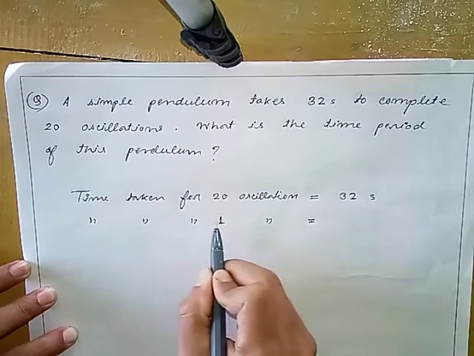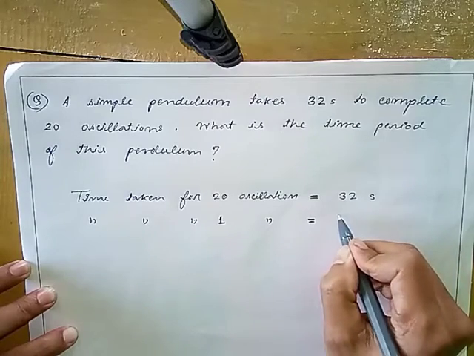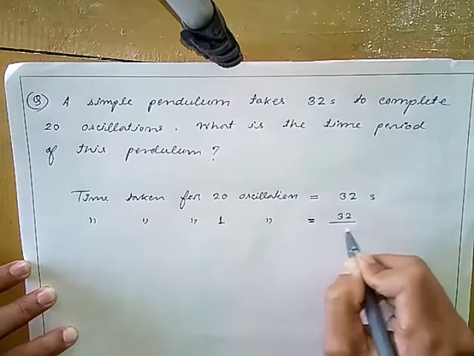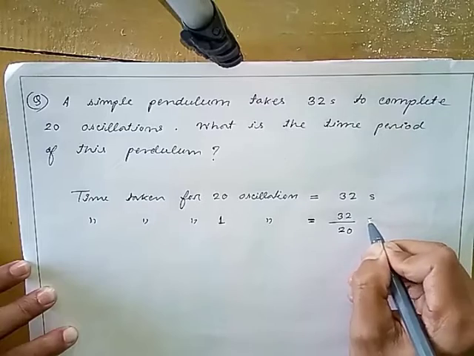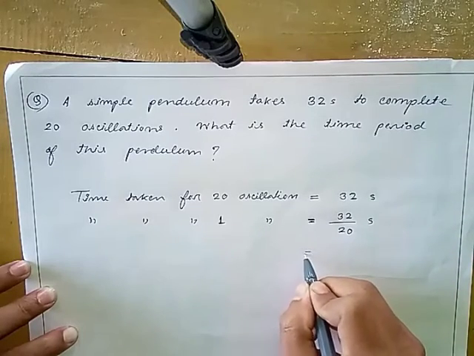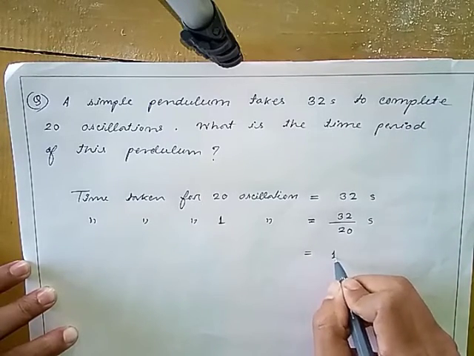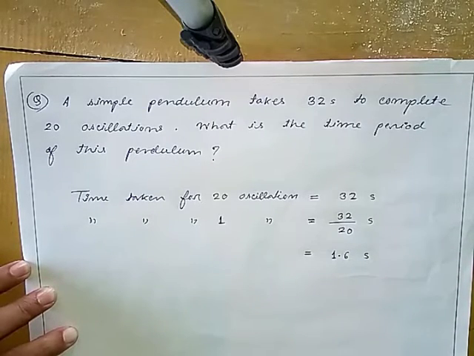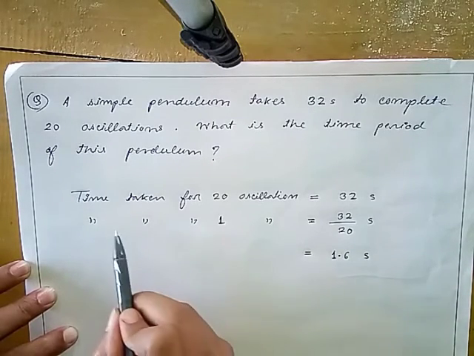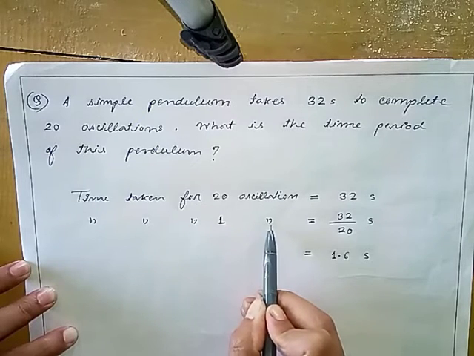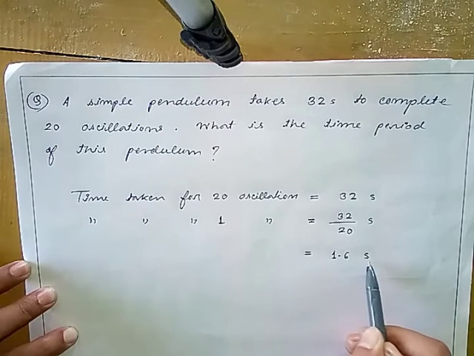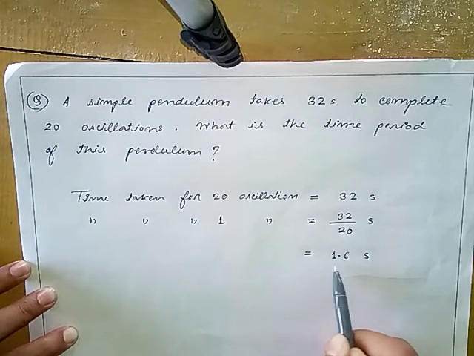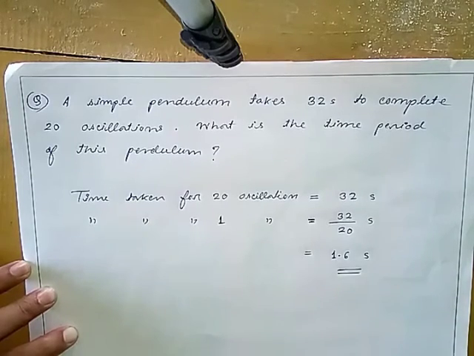So the time taken for one oscillation will be 32 divided by 20 seconds, and it will become 1.6 seconds. So we get that the time taken for one oscillation is 1.6 seconds, and that is our time period.